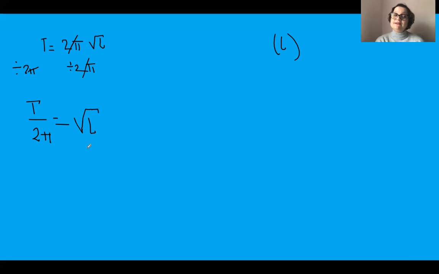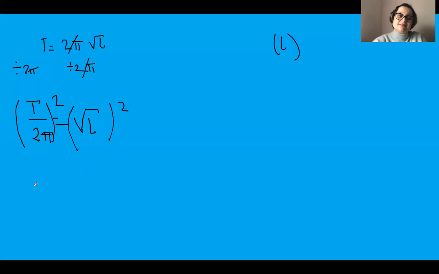Now, to get the L by itself, we need to get rid of the square root. Again, how do you get rid of the square root? By applying the square on both sides. So put this in brackets, put the square of the left-hand side and the square of the right-hand side. So the opposite of the square root is the square, and the opposite of the square is the square root. So it depends how the subject appears.